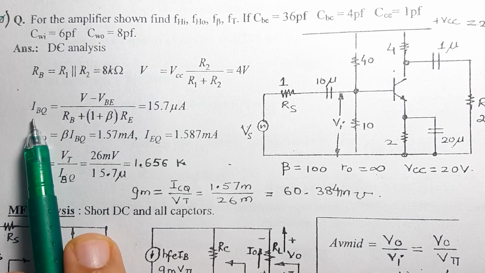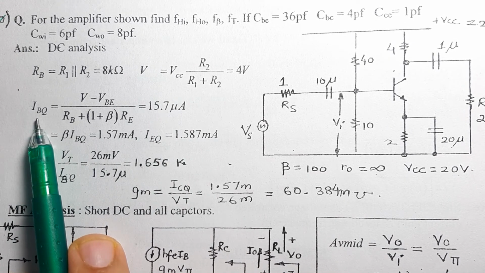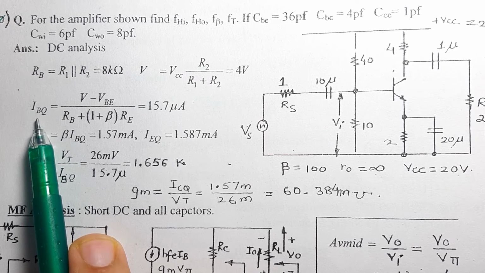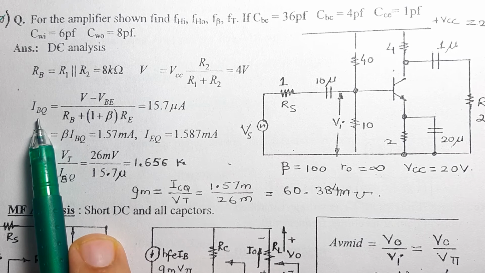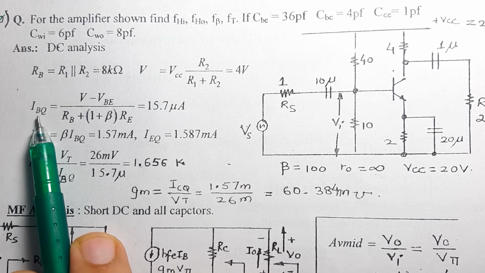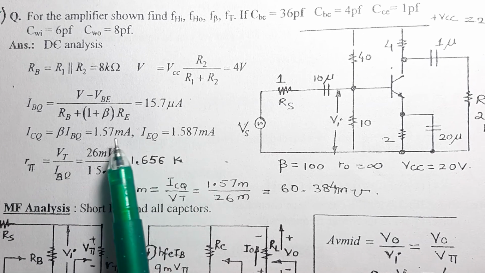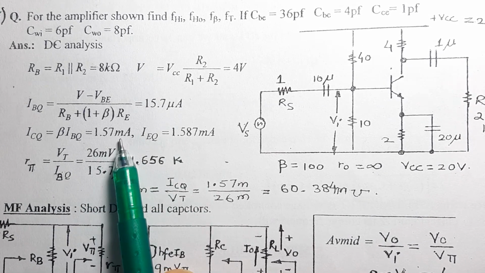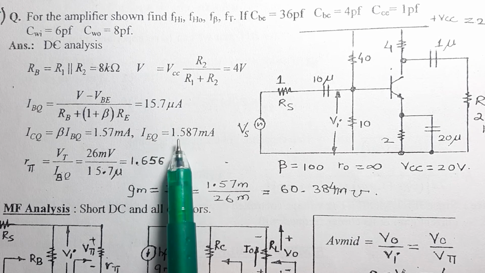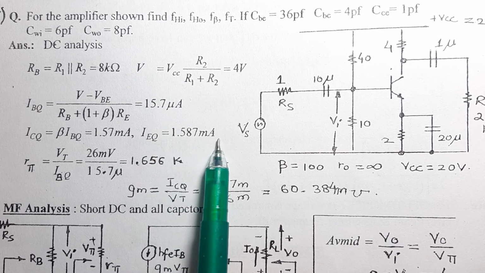Please do remember that the value of IB will always be in micro, because it is a base current, a very small current. Now this is the one which we need to amplify. Your ICQ is given as beta IBQ, so the value turns out to be 1.57 milliamps. Your IEQ is given as 1.587 milliamps over here.